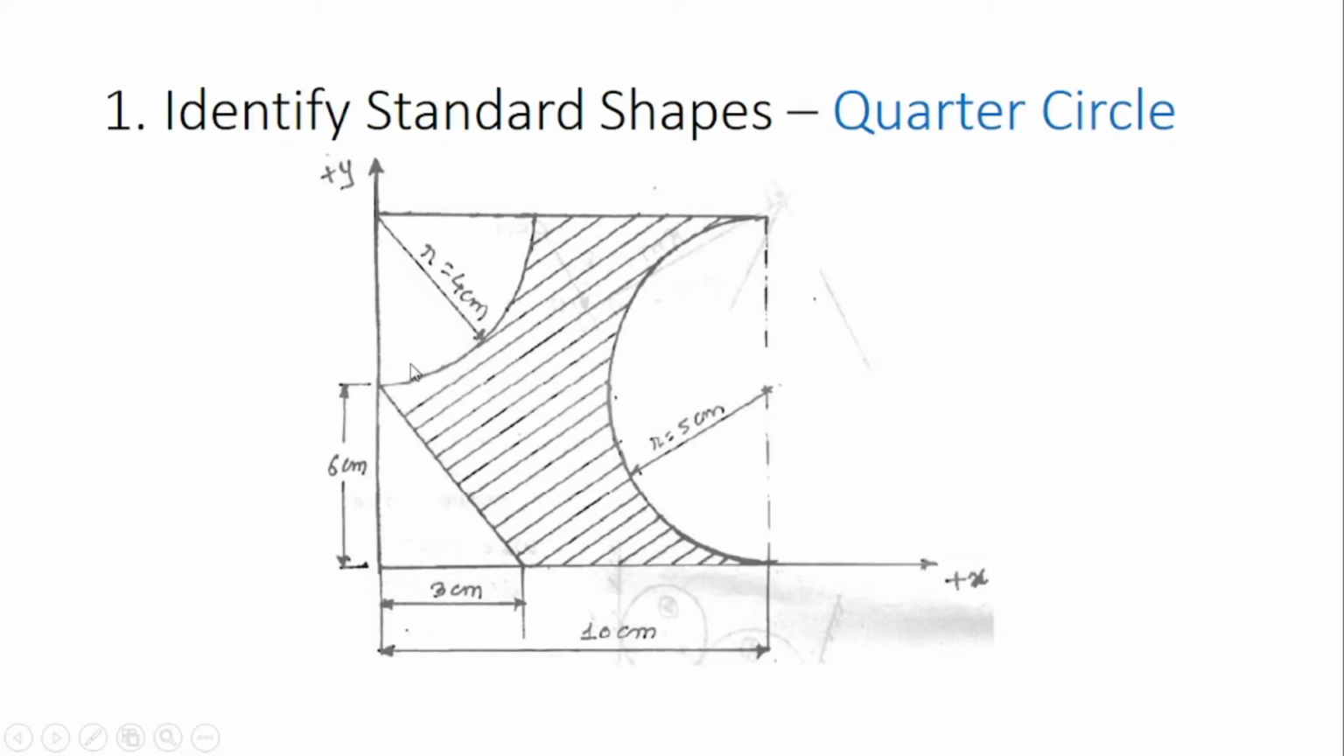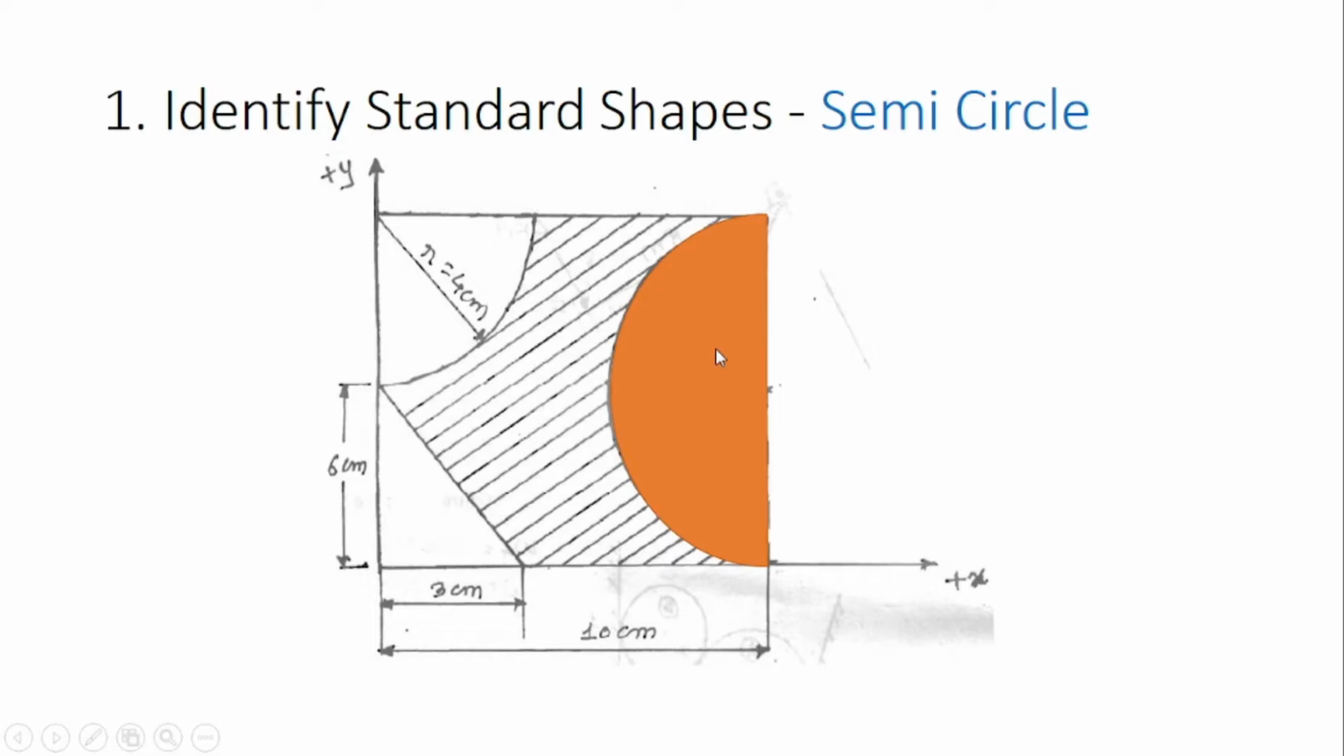The next shape is the quarter circle located here. We should subtract this quarter circle from the square. At the end we have this semicircle. So at the end we will subtract the semicircle area from the total area of the square to get the required shape. Now we'll see how we get the shape.